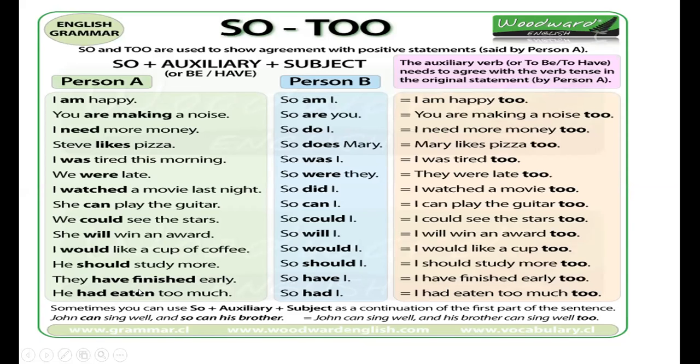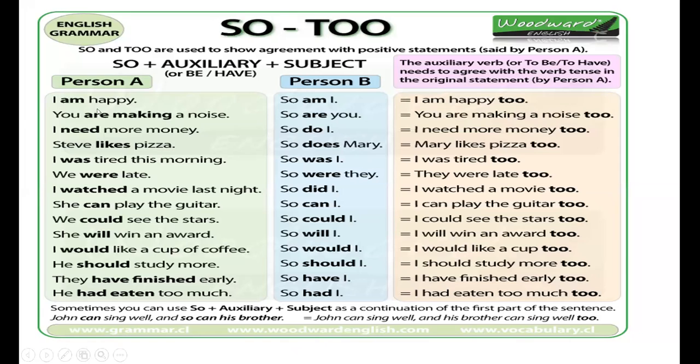It says that sometimes you can use so plus the auxiliary plus subject as a continuation of the first part of the sentence. For example, John can sing very well and so can his brother, right? It means John can sing well and his brother can sing well too. So in other words, when we use the expression so, it's because I'm expressing the same thing that person A already expressed.